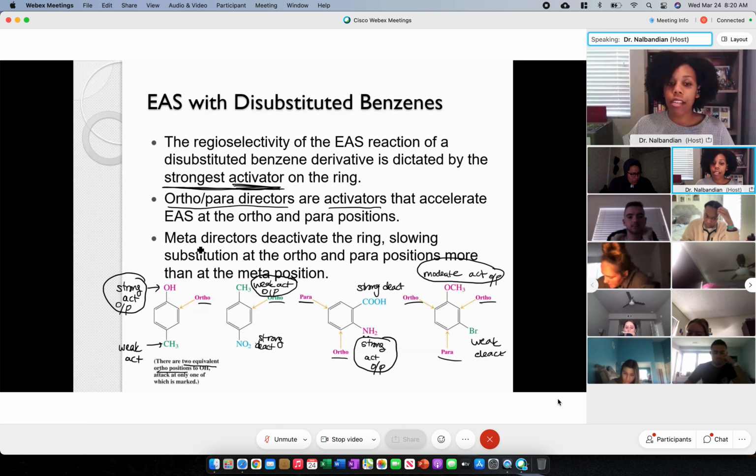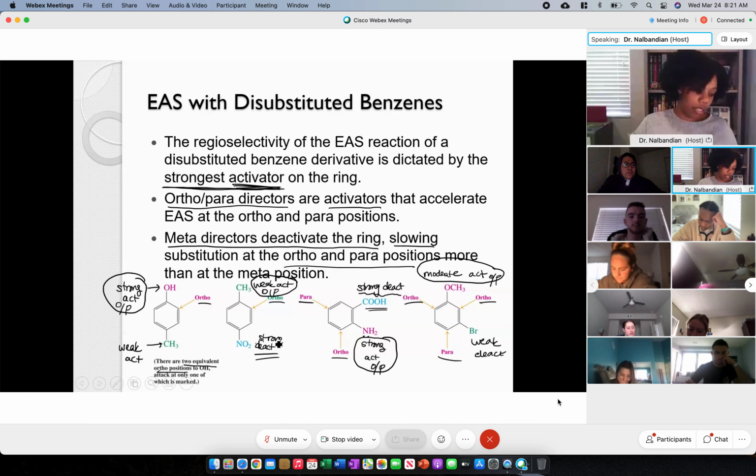Now, if we only had meta directors, yes, they deactivate the ring, but remember, it can still happen. It's going to slow the reaction down. So if there are only meta directors, it'll slow it down and it'll only happen at the meta position. Here we have a strong deactivator. This is going to slow down the reaction a little bit. But remember, the strongest activator is still dictating the course of the reaction. This is going to slow down the substitution at the ortho-para positions a little bit, but if it's the only thing there, then remember it'll be a meta director.